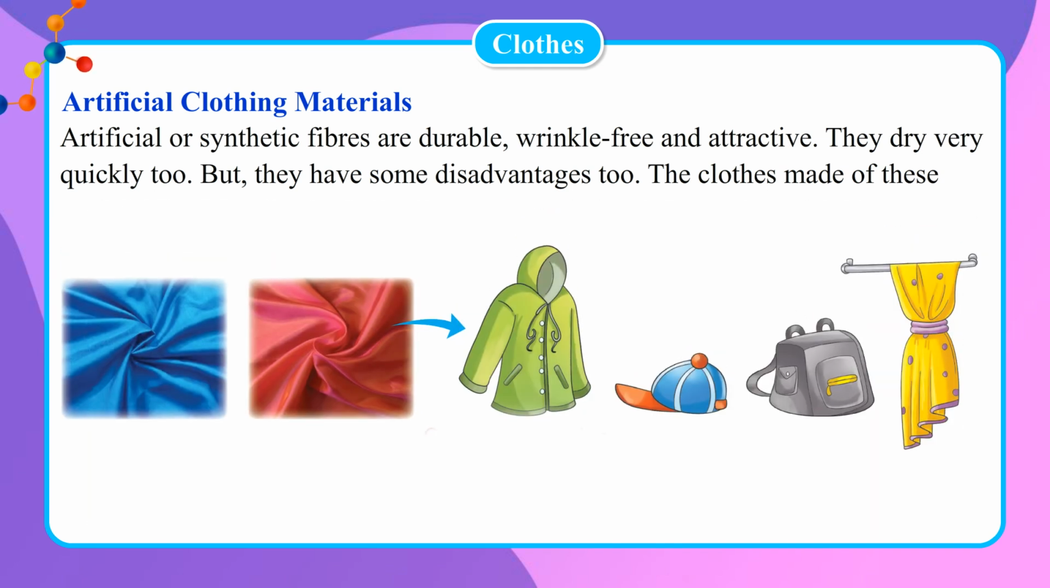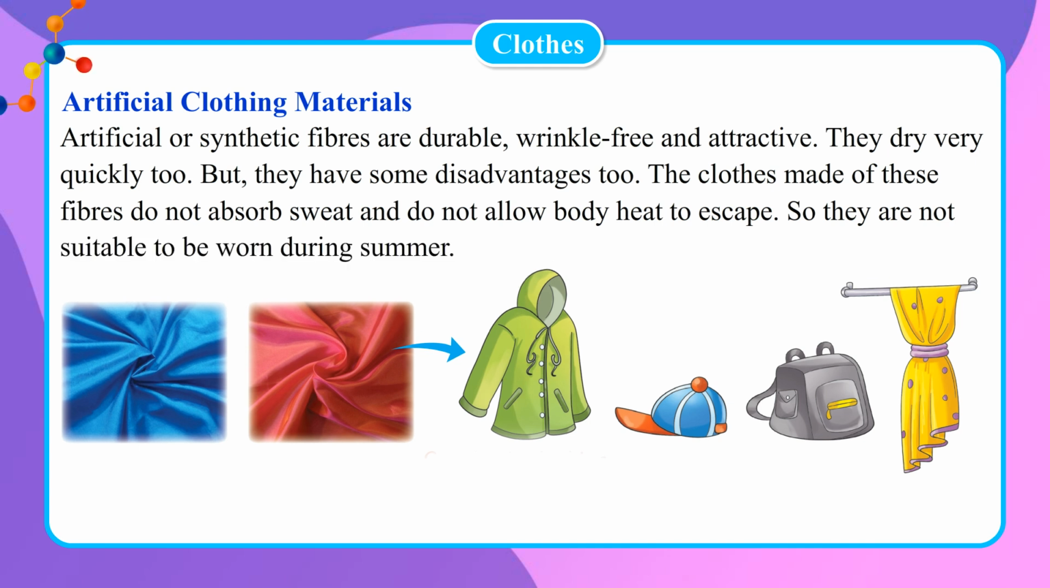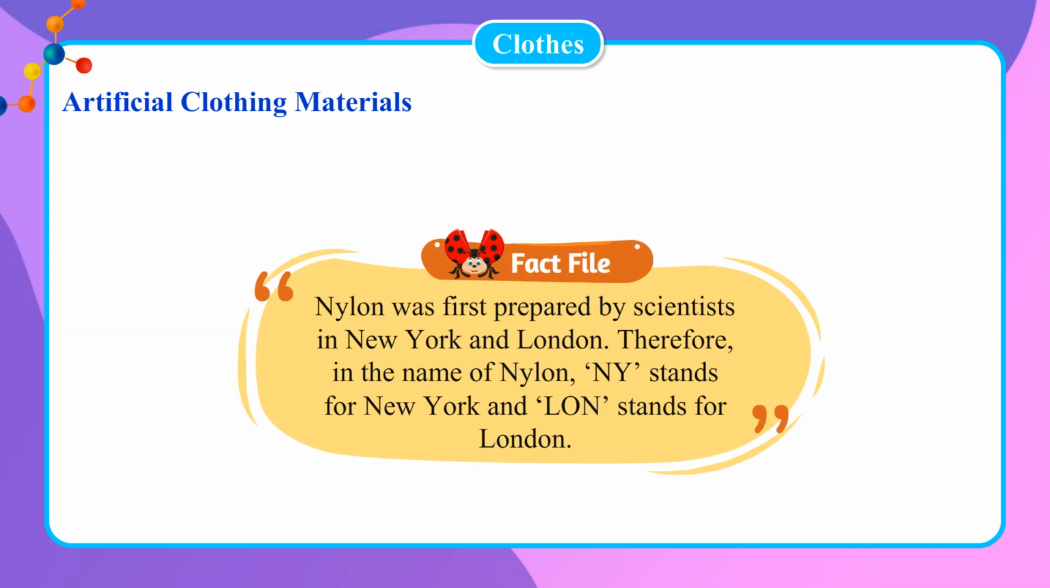The clothes made of these fibers do not absorb sweat and do not allow body heat to escape, so they are not suitable to be worn during summer. Fact file: nylon was first prepared by scientists in New York and London. Therefore, in the name of nylon, NY stands for New York and LON stands for London.